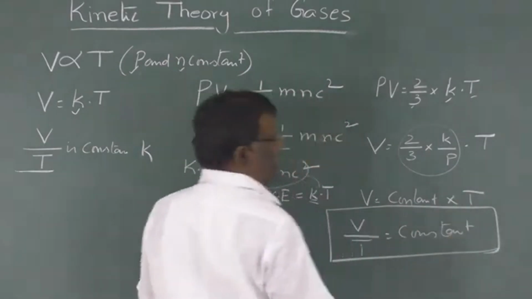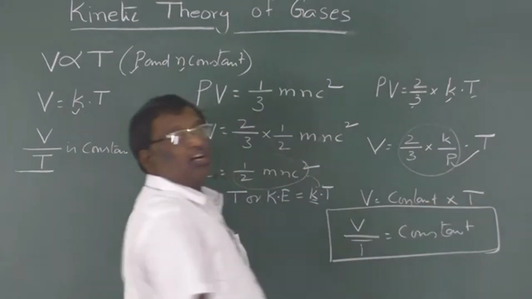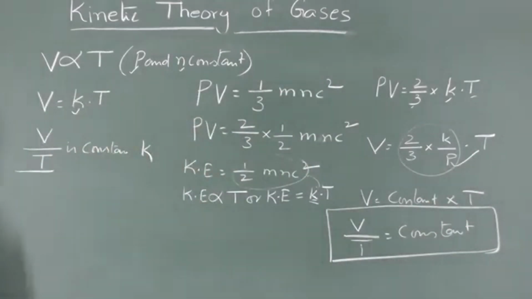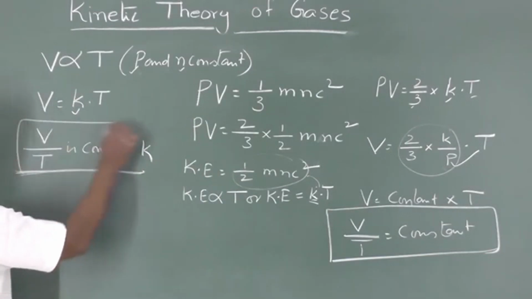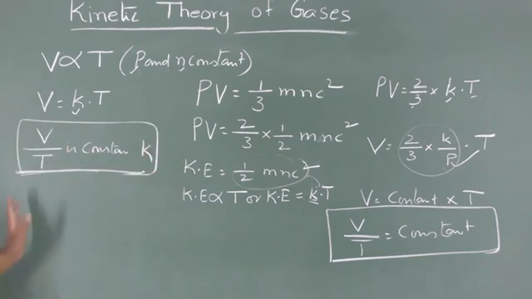V by T is constant when pressure is constant. When pressure is constant, then only V by T is constant. So, this is Charles' law. In this way, we are able to prove Charles' law from the kinetic gas equation.